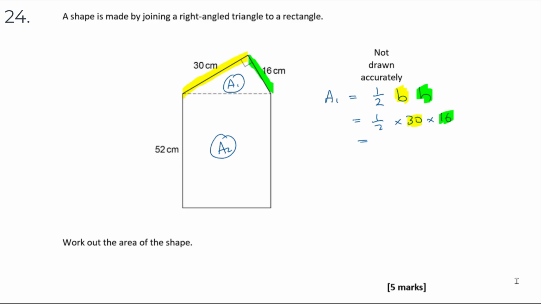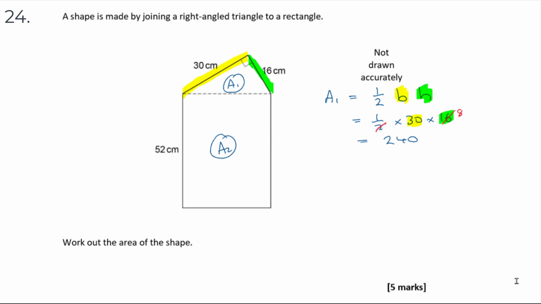And then half of 16 is 8, and 8 times 30, 3 8s are 24, and a 0, and that's 240, isn't it? So that's going to have an area of 240 centimeters squared.